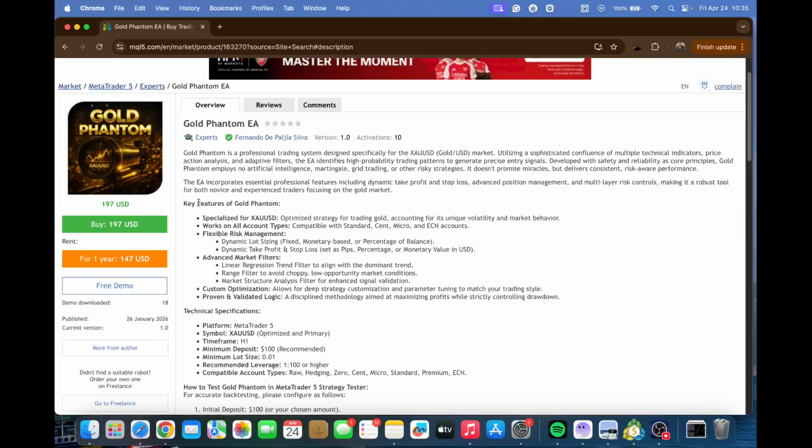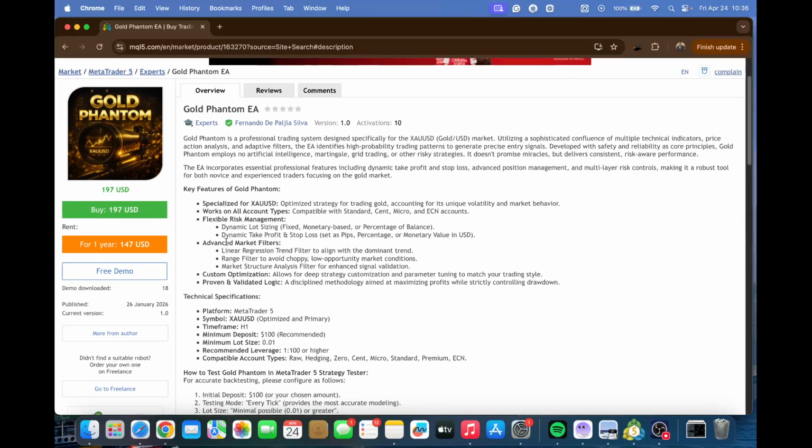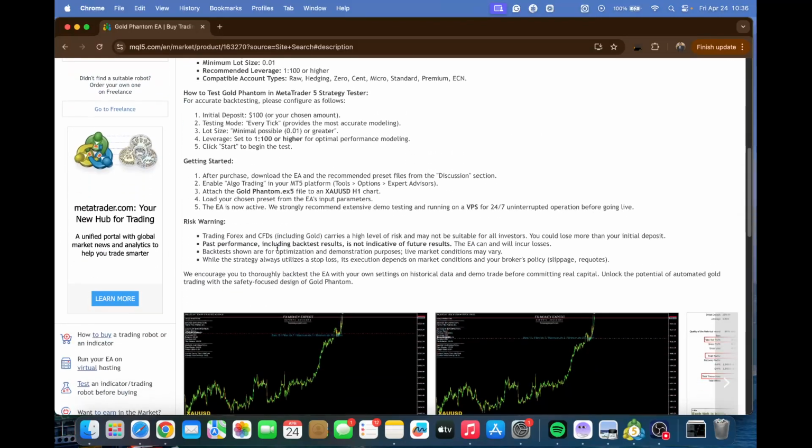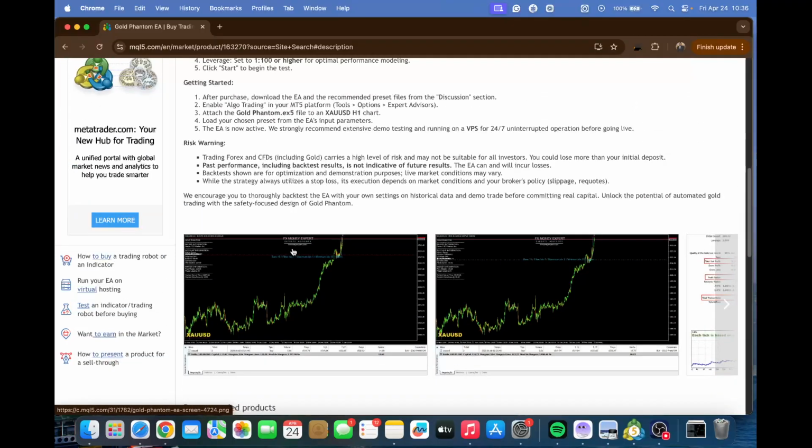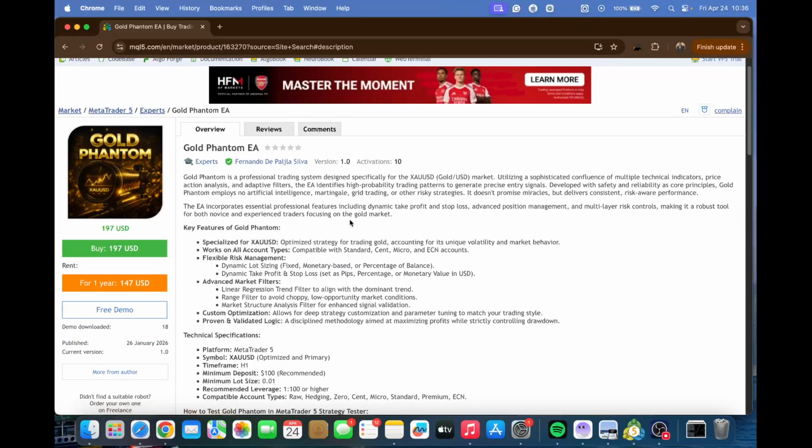We have the key features of the Gold Phantom. They highlight flexible risk management. You can use fixed lots, monetary, or percentage of balance. TP and SL can be set in pips, percent, or dollars. There is the linear regression filter with customizable candles and ATR settings, volume filter, news filter, and advanced position management with trailing stop and break even. They even provide preset files in the discussion section, and all of this is marketed as making it suitable for both new and experienced gold traders. So that's it from the developer.